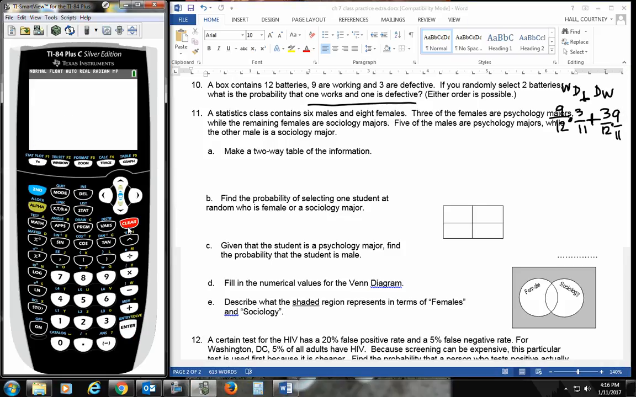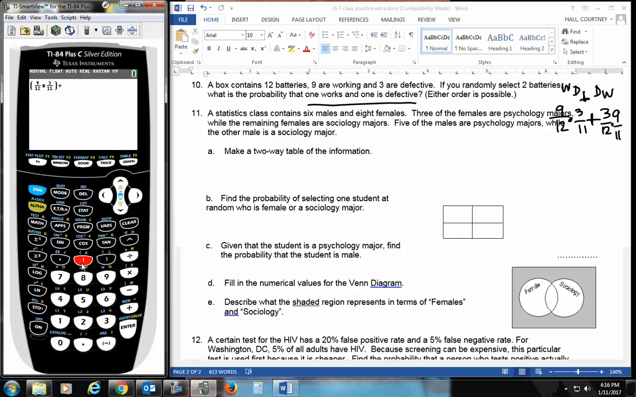You can just use your calculator to figure it out. So I'm going to use my fraction button, alpha y equals, I love it. It gives you your fraction button, so you have 9 over 12, and then times the fraction 3 over 11. So that, again, is the probability of getting a working one and then a defective one.